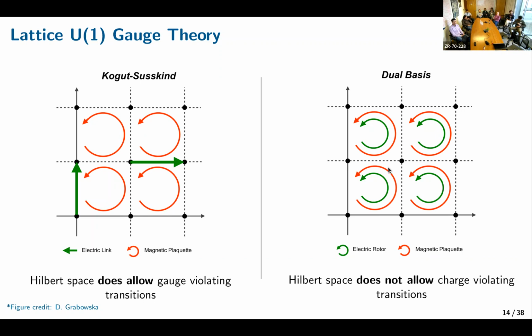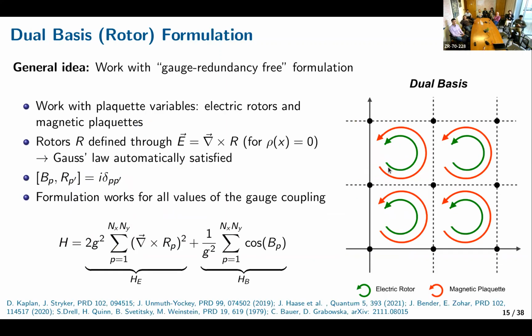Okay, and so we can talk a little bit more about dual bases now because this is one that we're going to implement. So the general idea is to work with a gauge redundancy-free formulation of your theory. So we work with Bloquet variables, so we replace the electric links with these rotor variables. And so with zero charge density, this is what we're thinking about, right, pure gauge theory. You define these rotors such that if you take the curl of them, you get back the electric field. And so what this means is because the divergence of a curl is zero, Gauss's law is automatically satisfied locally.